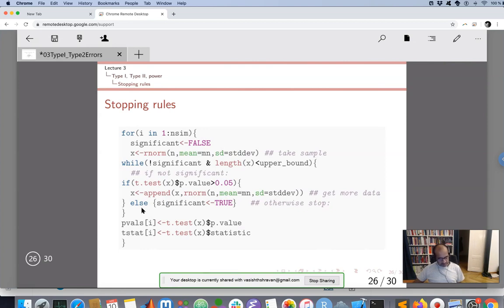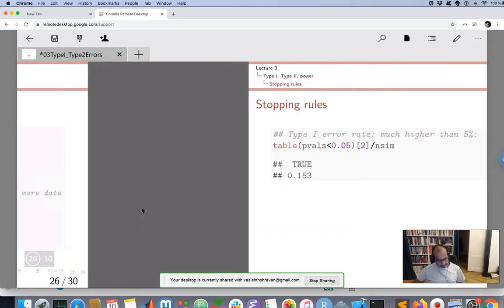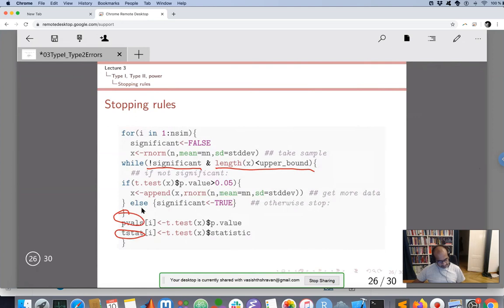You can look at the details of this code later, but basically I limit myself in the following way. I say that while my effect is not significant and while I'm below my upper bound, right, I should keep checking whether I've got a significant effect or not. And if I have a significant effect, I just stop. Otherwise, I keep going. Okay, so I get more data. So what this gives me is a t-distribution, right? And it also gives me some p-values that I can now look at.